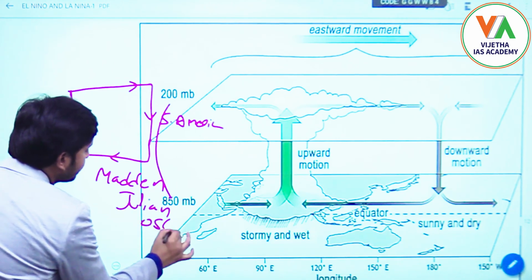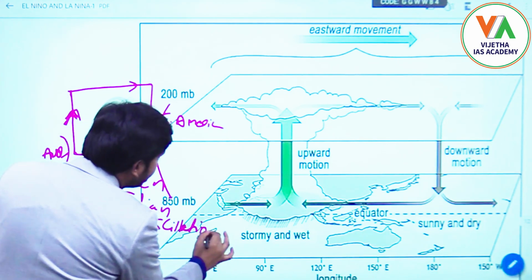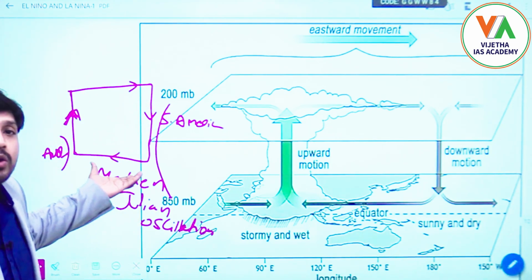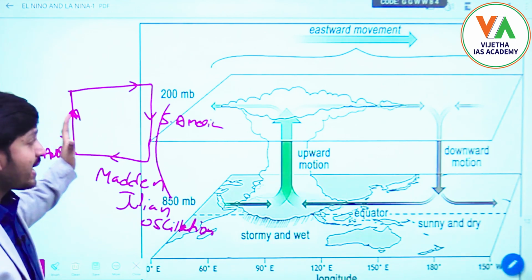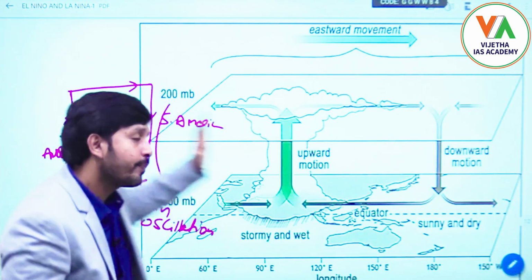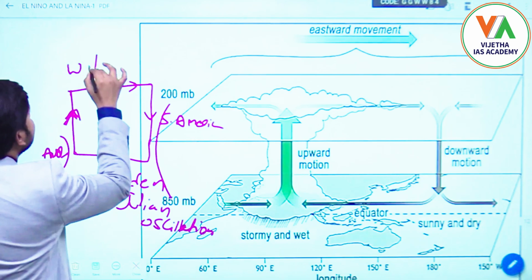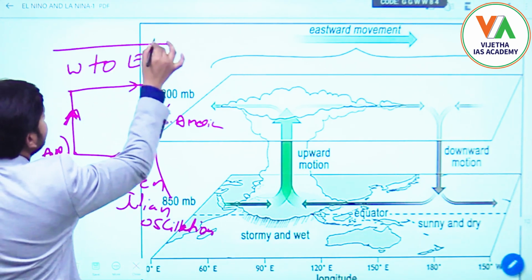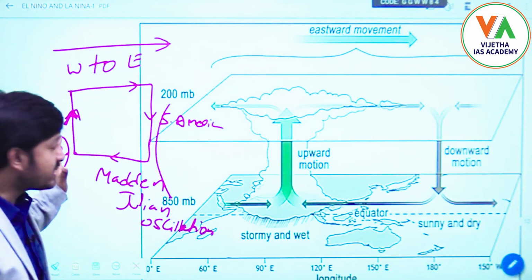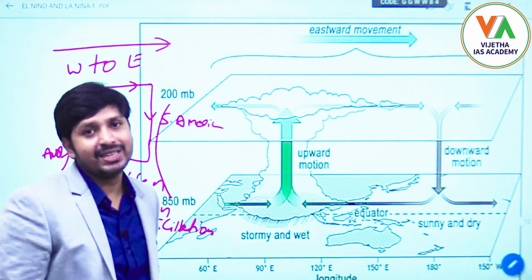in the Madden-Julian oscillation, this cycle is not constant. This cycle will start moving from west to east in this direction.